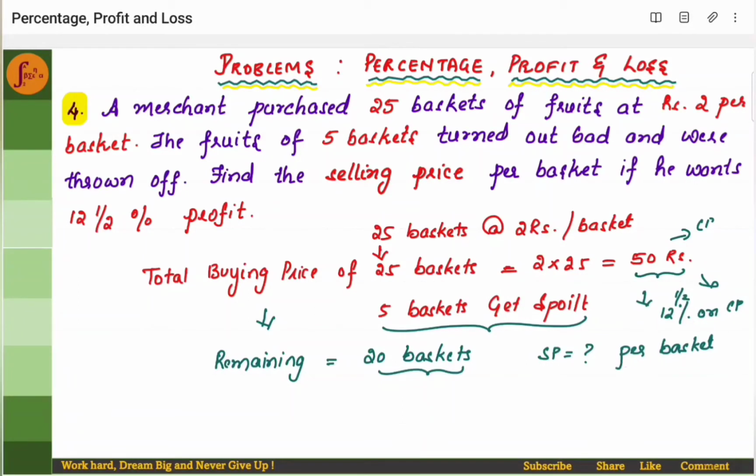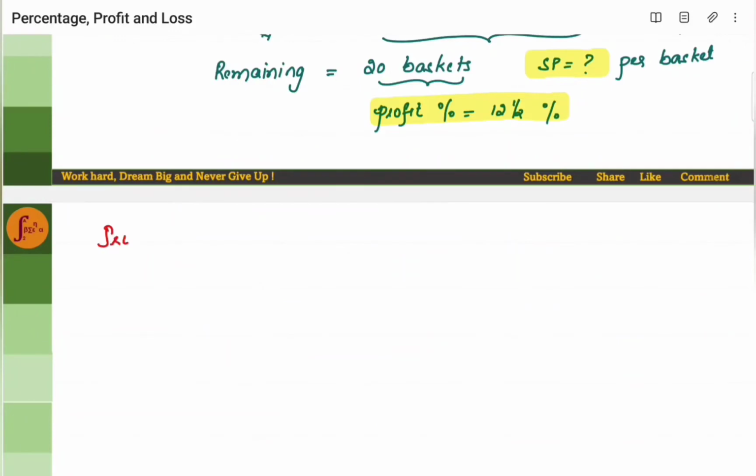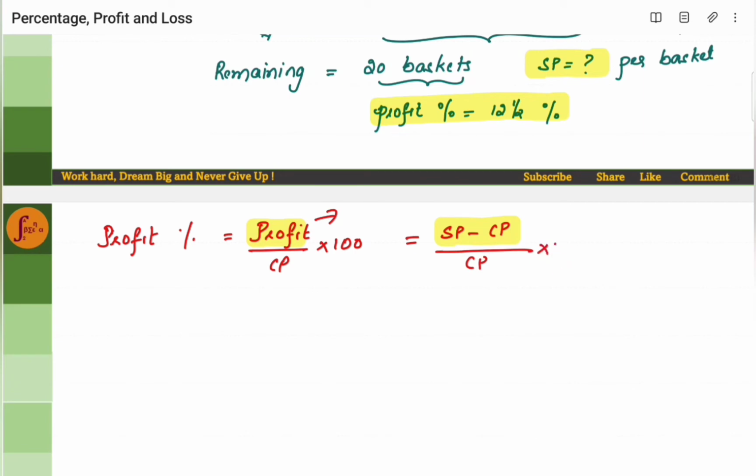Now, what will we have to do? We know the cost price. We know the profit percent. Profit percent is 12.5%. Using both of these, we can find the selling price, right? Let's do that. So what is the profit percent formula? Profit percent is equal to profit by cost price into 100. We don't know the profit, so we will write it in the form of SP minus CP. We'll write profit as SP minus CP by CP into 100.